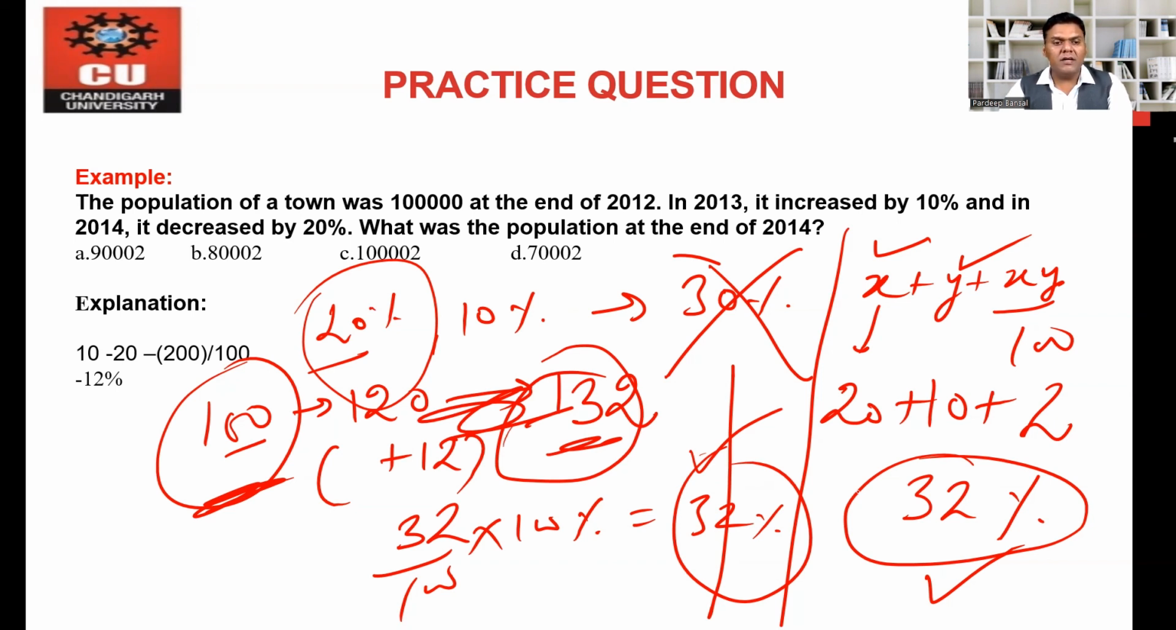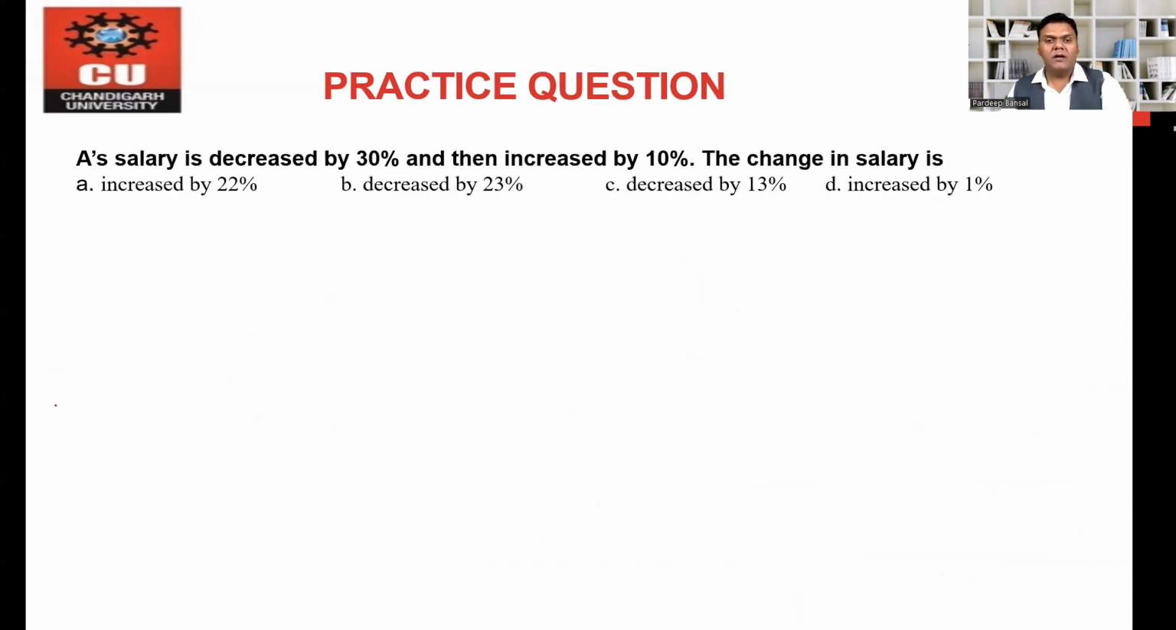So second year it decreased by 20. That means x is plus 10, but y is minus 20. If you look at the presentation, x stands for plus 10, y is minus 20. If you multiply a positive and a negative, you get a negative. So it's minus 200 by 100, which is 2. So 10 minus 20 minus 2, which makes it minus 12%.